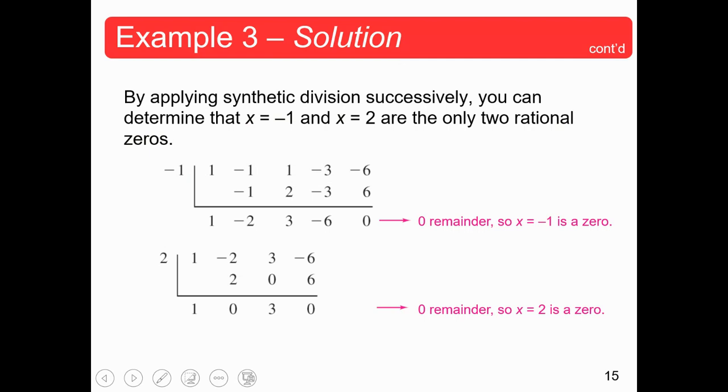So on this one, we are testing -1. If you notice, we put it through and we end up with 0 as a remainder. So we do know that -1 is a zero of the polynomial using synthetic division. I do have a video on synthetic division from 3.2 if you need to go back and review how to do that.